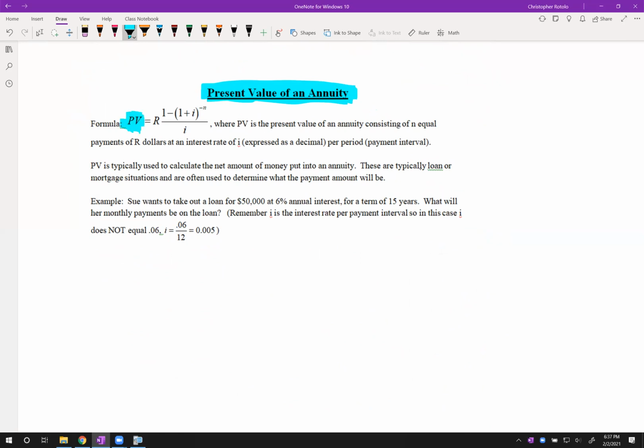Notice it's PV, present value. A lot of the variables are going to hold true the same. And the big one here is I is still over those 2 parts as a decimal per period. Okay, so that's where we could say quarterly like we did. We could say monthly. We could say annually, so it's 1.